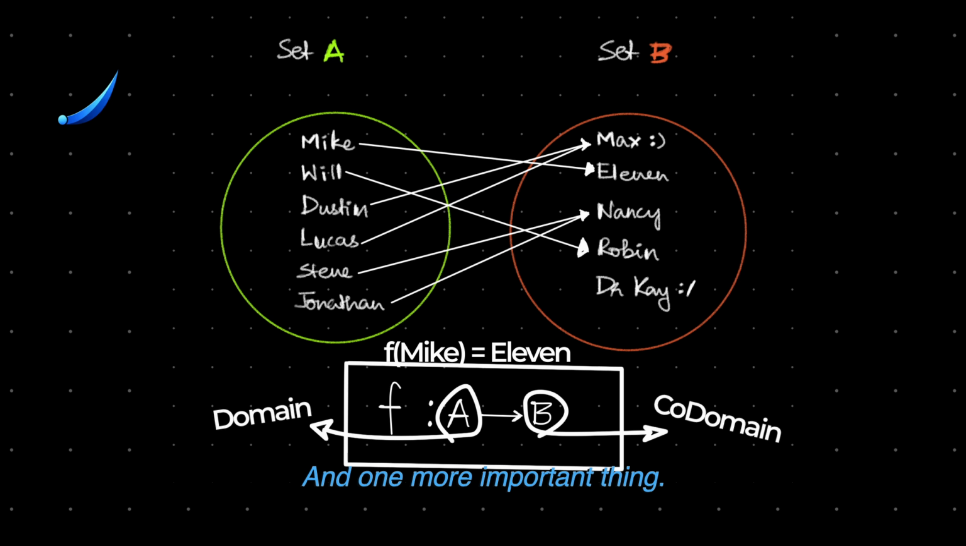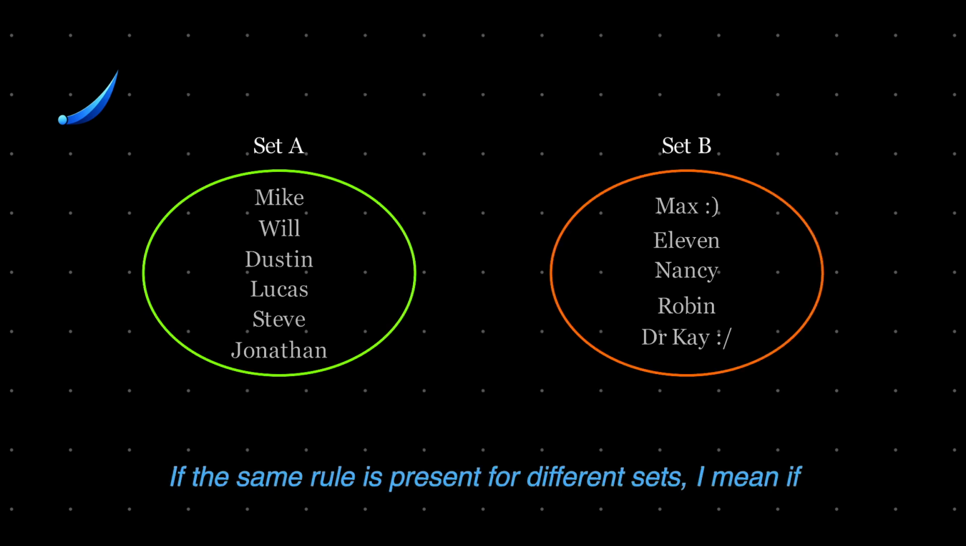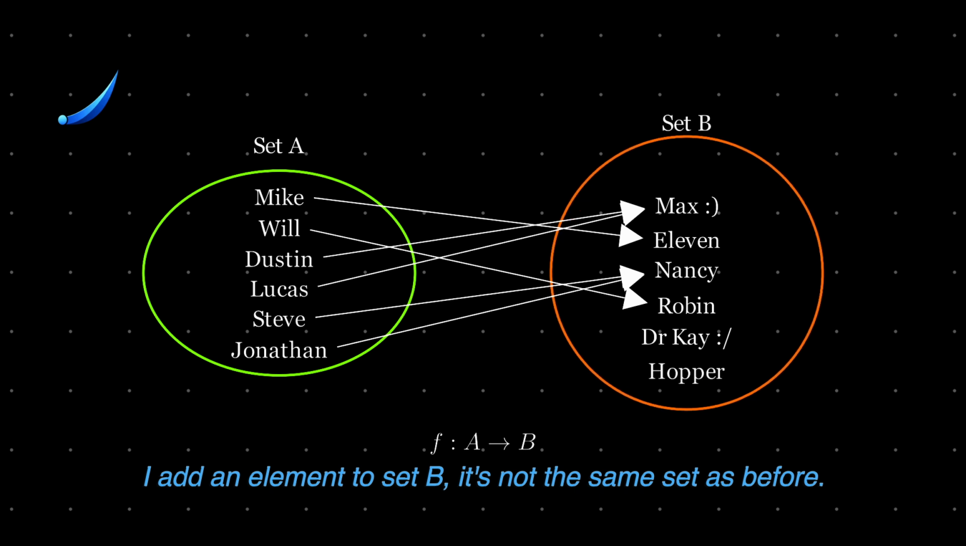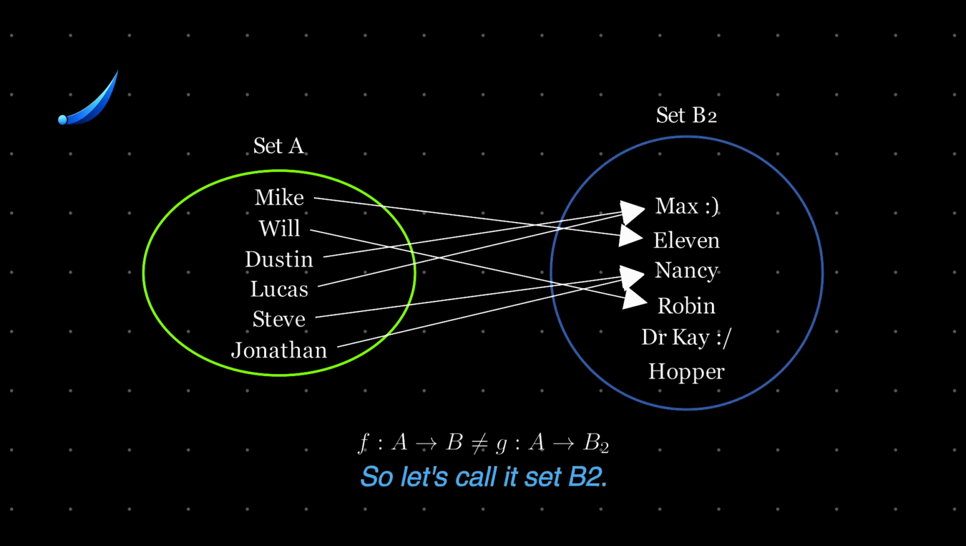So if we define this function with a name, it will look something like this. And one more important thing. If the same rule is present for different sets, I mean if I add an element to set B, it's not the same set as before. So let's call it set B2. But the rule is the same. That doesn't mean that the function is the same though.